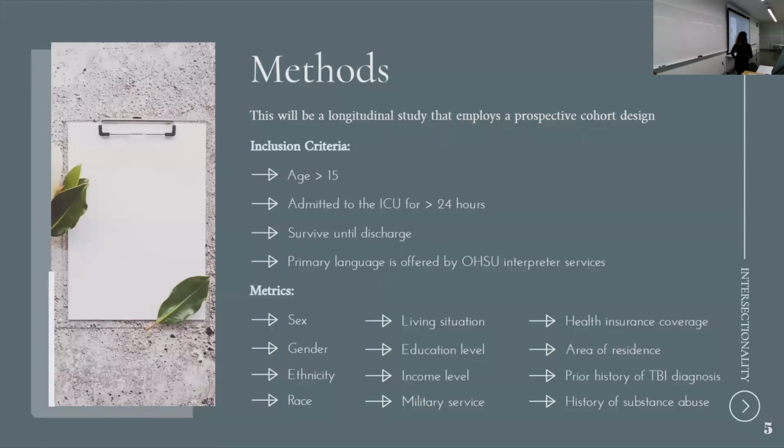We are requiring admission to the ICU due to the insurance that we chose for creating a baseline. And then we also didn't want to limit inclusion based on English language proficiency. So the only restriction is that their primary language must be one of the 40 offered by OHSU Interpreter Services. And then these are the metrics that we will be collecting from participants and later evaluating.